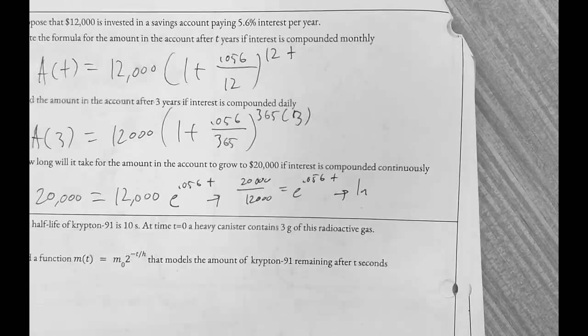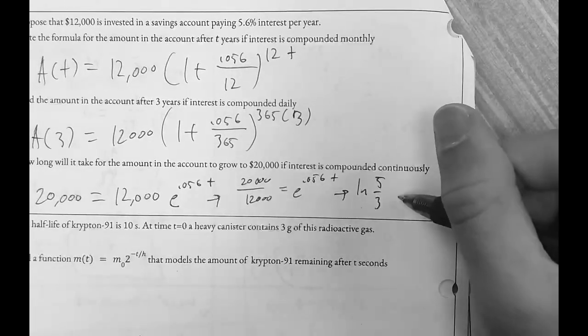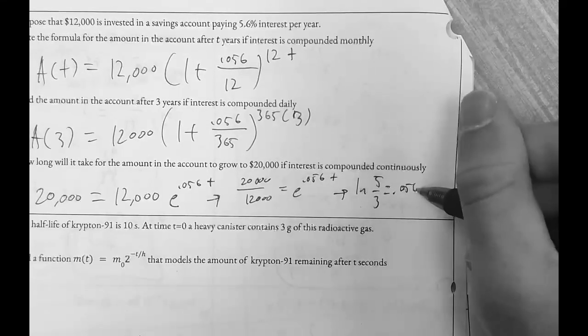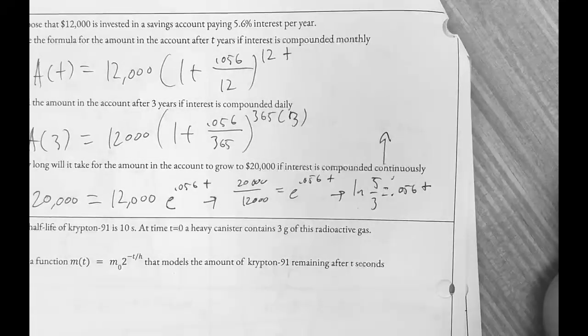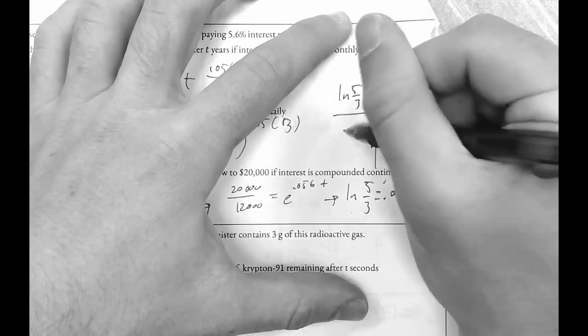So I'm going to simplify that, that's just 5/3. 5/3 point equals 0.056 t. So last step up here would just be dividing by 0.056 both sides. So the answer would be ln 5/3 over 0.056 equals t. That is your answer. Okay.